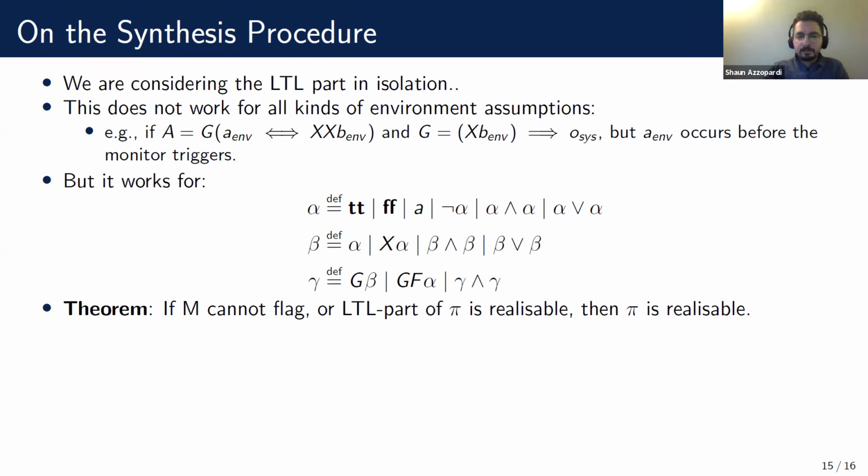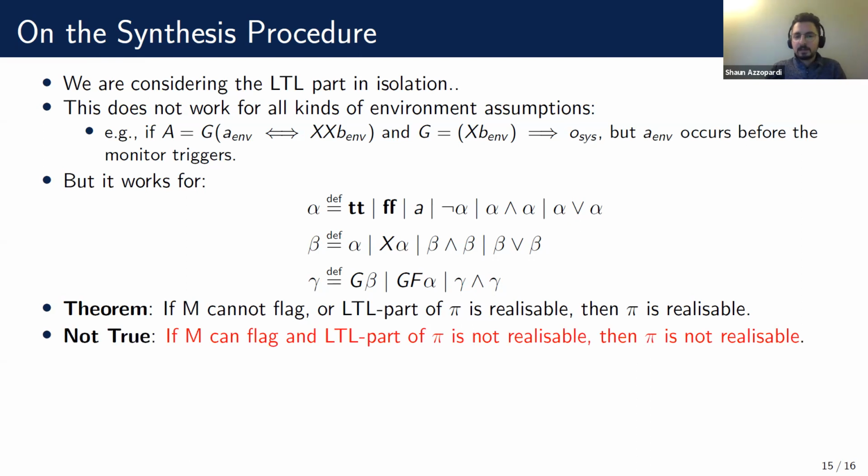Our approach is sound. When M cannot reach a flagging state or the LTL part of pi is realizable, then we can conclude that the combination is also realizable. But what we cannot say is that if the monitor can flag but the LTL part is not realizable, then pi is not realizable. Essentially, the problem is that M restricts the kinds of prefixes that can appear before pi activates, which can make pi realizable, since it creates further restrictions on the environment that are not actually encoded in the synthesis problem for pi.